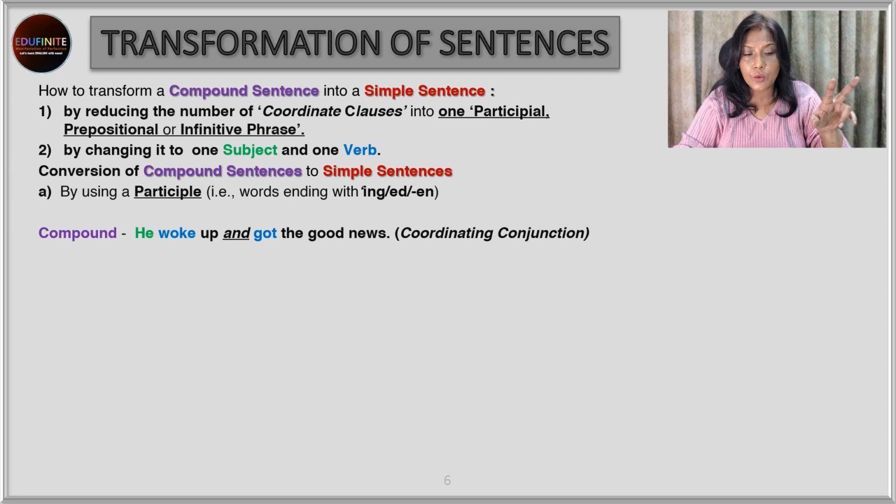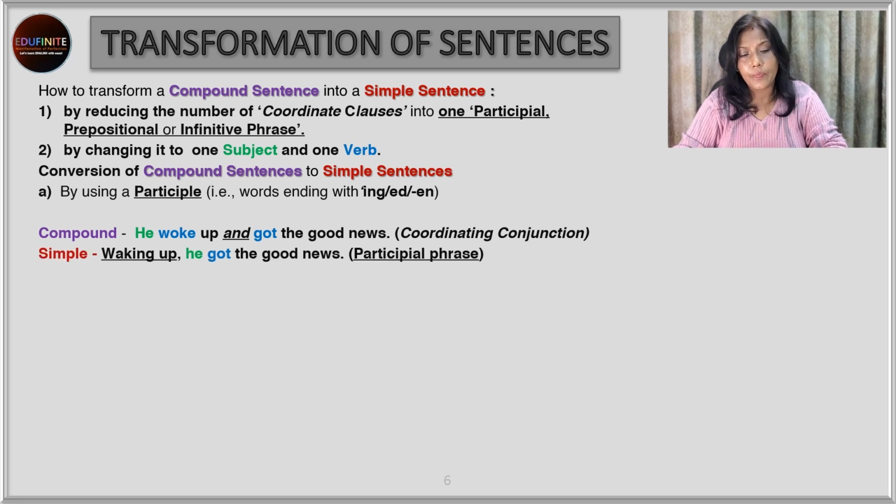We have two verbs and two subjects, of course, but one is hidden. Let's see how we change it. The simple sentence. Waking up, he got the good news. So what we have done, he woke up, we have reduced it, removed the subject and changed it into a participle. That means waking up. We have added ing to the verb, that is waking up, he got the good news.